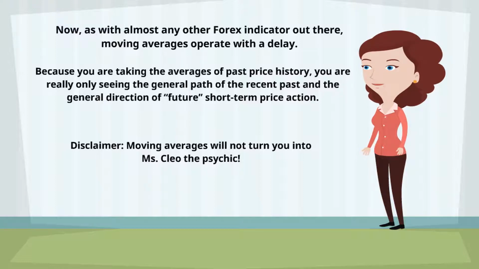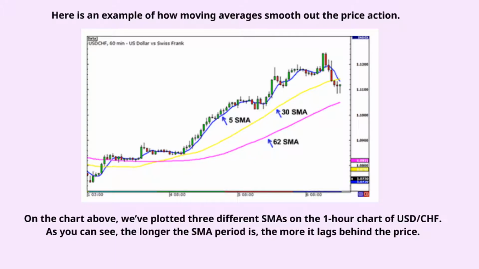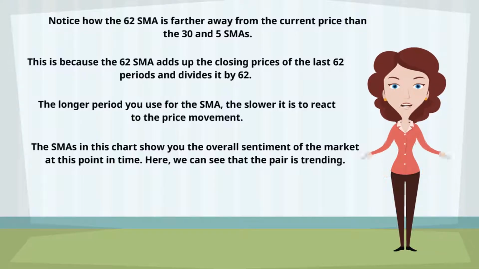Here is an example of how moving averages smooth out the price action. On the chart above, we've plotted 3 different SMAs on the 1-hour chart of US dollar to Swiss franc. As you can see, the longer the SMA period is, the more it lags behind the price. Notice how the 62 SMA is farther away from the current price than the 30 and 5 SMAs. This is because the 62 SMA adds up the closing prices of the last 62 periods and divides it by 62. The longer period you use for the SMA, the slower it is to react to the price movement.